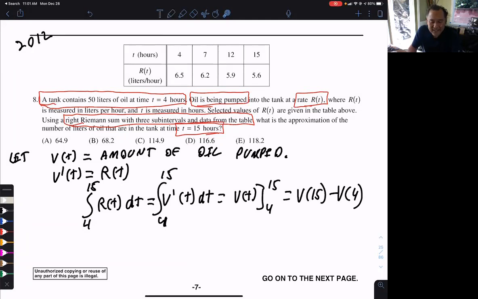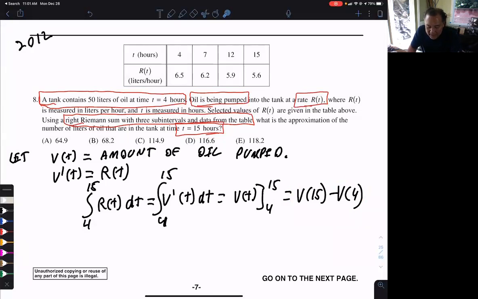So what does this tell you? This tells you the change in the amount of oil, right? The amount of oil at 15 minus the amount of oil at 4, that's the change in the amount of oil. So it's the amount of oil pumped. So if you take the rate at which oil is being pumped, that tells you the amount of oil that's actually been pumped. Very important concept.